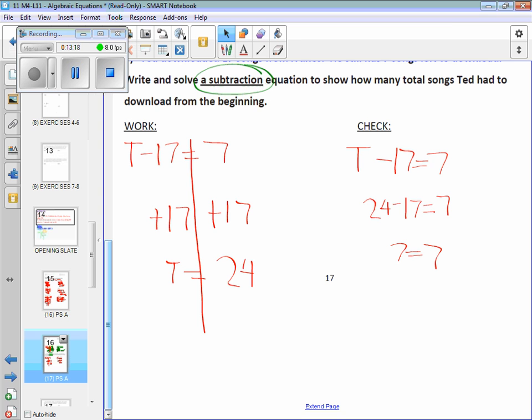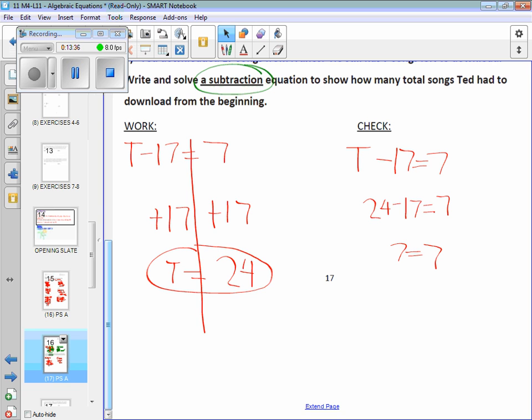Circle your t equals 24 because you're right. In your answer for work, correct. That's one way to do it. See, he's showing subtraction in the initial equation. There's one more other way that you can do it.